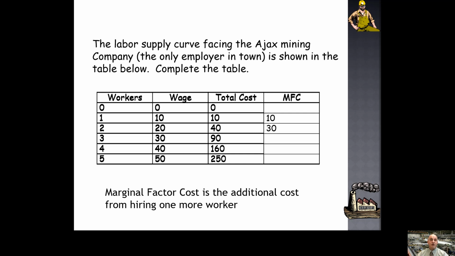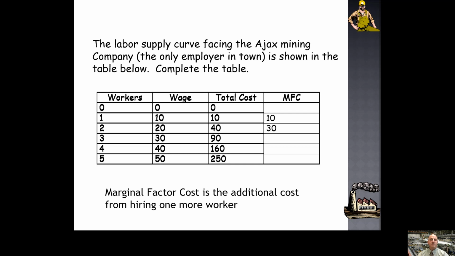one worker, if I just needed one worker, I could pay him $10 and I'd have my one worker and my cost of labor would be $10. But if I needed two workers, the only way I could get more hands raised is to raise the wage to $20. Well, that means my cost of labor would be $40. If I needed three workers, I'd have to raise the wage to $30, so my cost of labor would be $90.